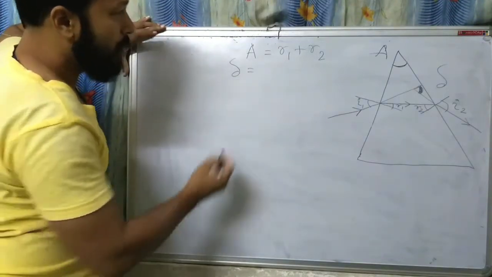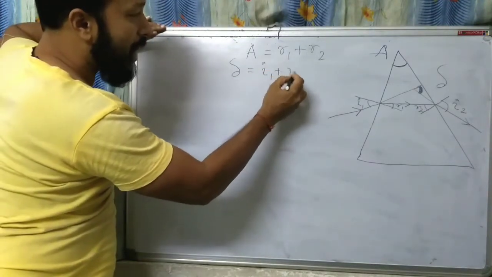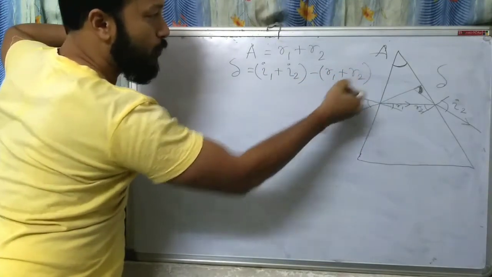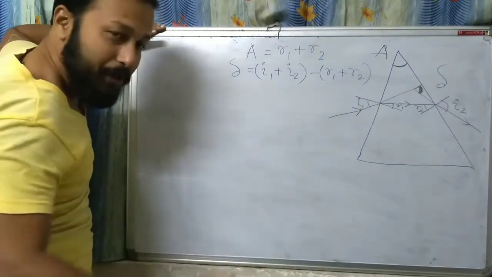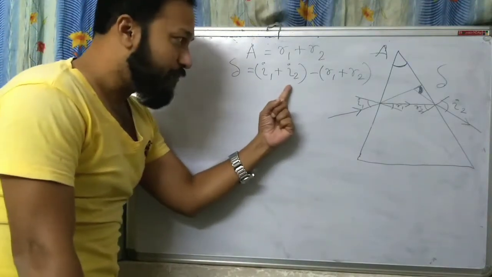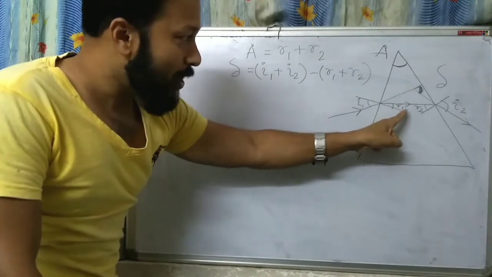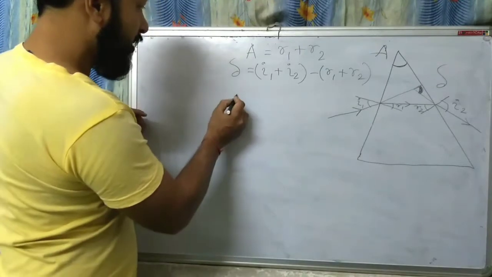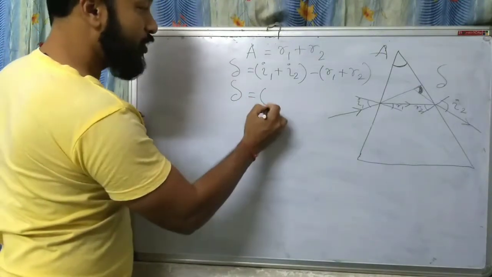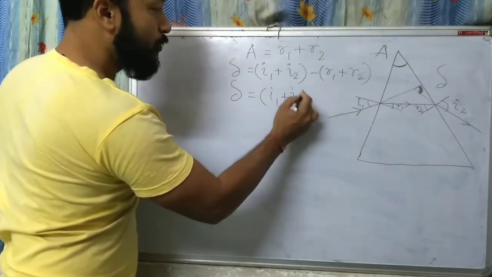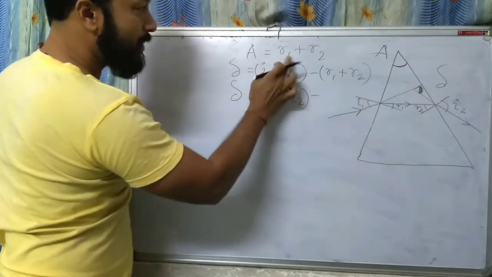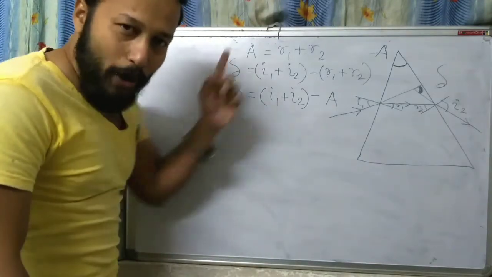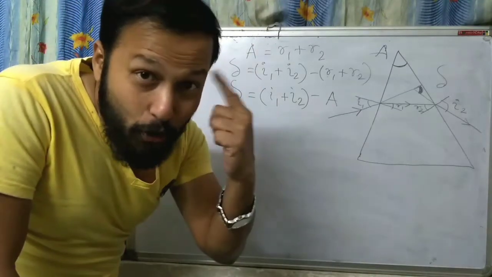And deviation equals I1 plus I2 minus (R1 plus R2). This is another equation: angle of incidence plus angle of emergence minus R1 and R2. So we can also say that the angle of deviation equals I1 plus I2 minus A, since R1 plus R2 means A. So this is another equation. I told you three equations, and you have to store them.